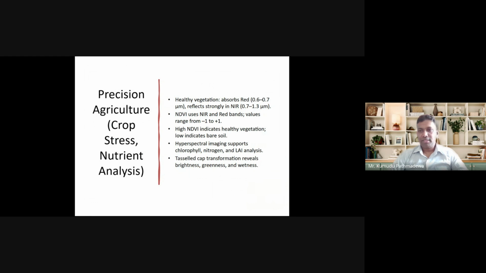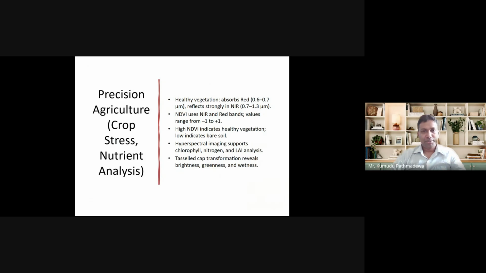So we discussed NDVI previously. Hyperspectral imaging in agriculture goes beyond NDVI. It helps to detect chlorophyll content, nitrogen levels, leaf area index, and subtle plant stress symptoms. As you can remember, in NDVI we just subtract two bands and divide by the addition of those two bands. So it is simply analyzing using two bands.